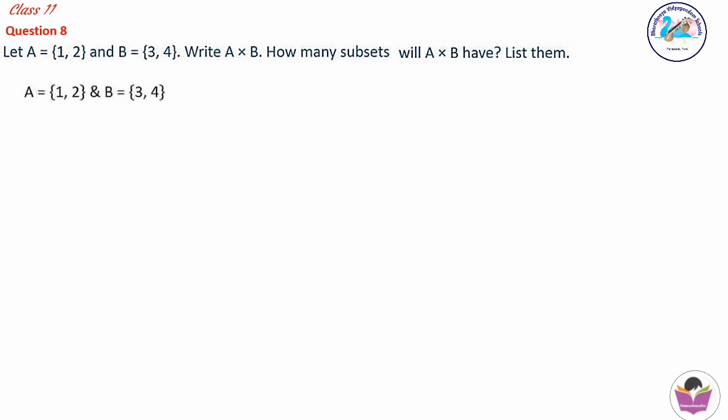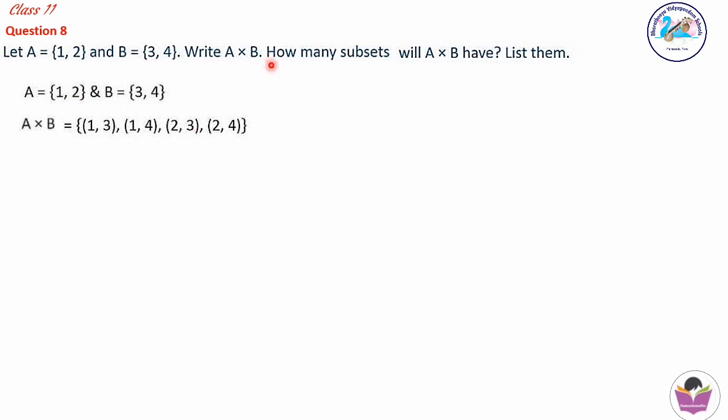Here two sets A and B are given. A is the set {1, 2} and B is the set {3, 4}. First of all, we will go for A cross B, that is the first question. We know how to write cross products. 1 we pair with 3, again 1 pairing with 4, then 2 pairing with 3, 2 pairing with 4. That is A cross B.